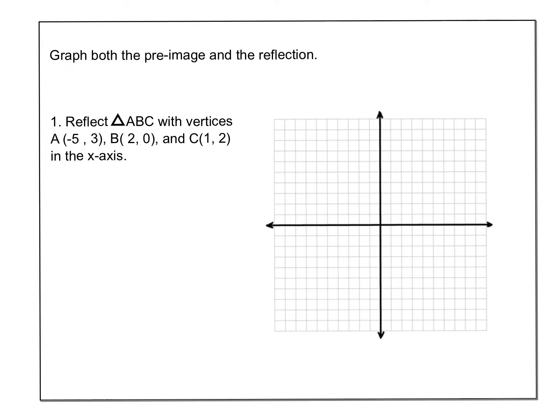Okay, so let's walk through a couple examples here. So A will be at -5, 3. So A will be here. B will be at 2, 0. C will be at 1, 2. So C will be right here. So here's my triangle, and this would be my pre-image. So -5, 3, 2, 0, 1, 2.